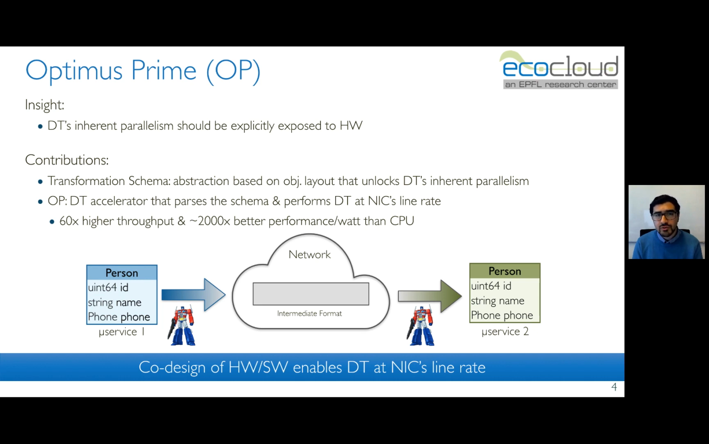In this paper, we introduced transformation schema, an abstraction to express DT tasks. It's based on the object layout and exposes the field-level parallelism to hardware. We also introduce Optimus Prime, a DT Accelerator that parses this schema and performs data transformation at network's line rate. Optimus Prime achieves 60 times higher throughput and near 2,000 times better performance per watt compared to commodity CPU cores. As shown in this figure, with Optimus Prime, fields are now processed in parallel, which is enabled by the use of our transformation schema.